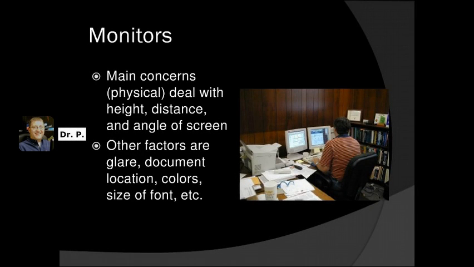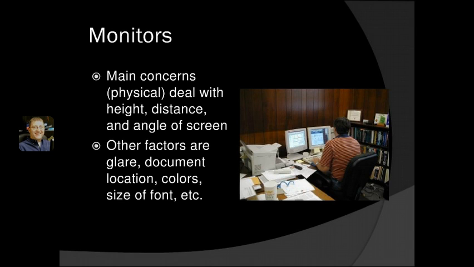Okay, now let's think about monitors. There's a couple of things that you really focus on when you're talking about monitors. One of those concerns is its orientation to your eyesight. You want to think about its height, the distance, and the angle of the screen. So the height being how tall is the top of the monitor. Often that's the portion of the monitor that we want to focus on, kind of right where the actual display begins below the top of the frame part of the monitor screen.